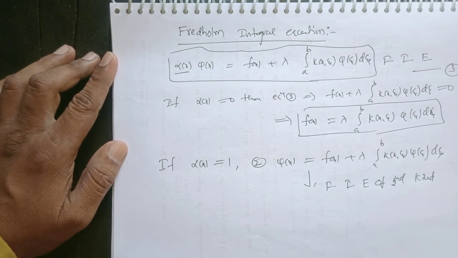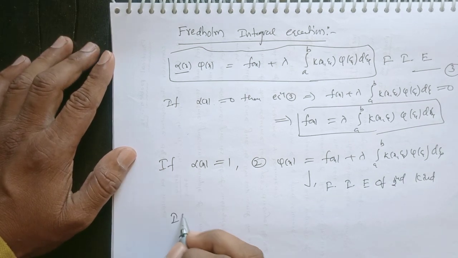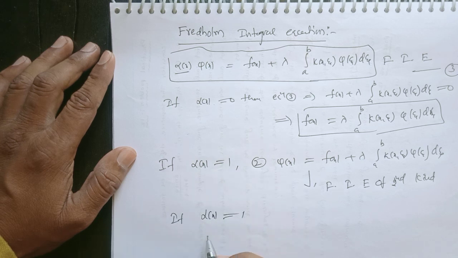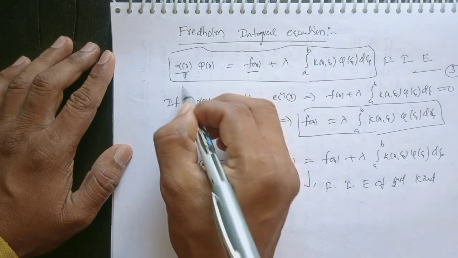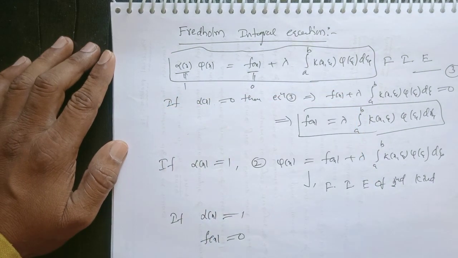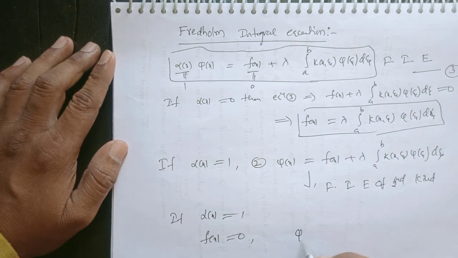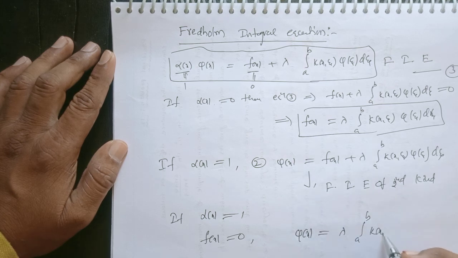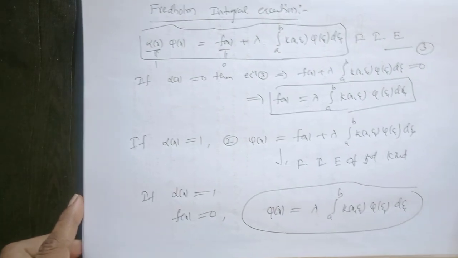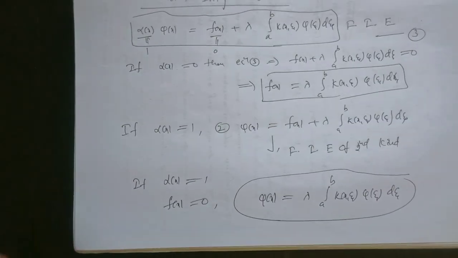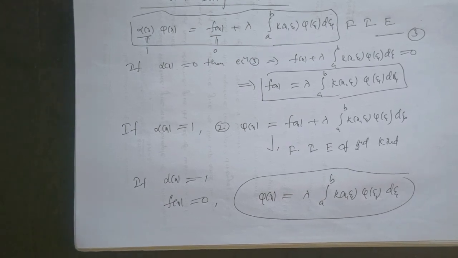Okay. Then the third one is if alpha of x is equal to 1 and the known function f of x is equal to 0. This value is equal to 1, this value is equal to 0. Then the general form of the Fredholm integral equation becomes phi of x is equal to lambda times the integral a to b of k of x, xi, phi of xi d xi. This is called the homogeneous Fredholm integral equation. So these are the three classifications of Fredholm integral equations.